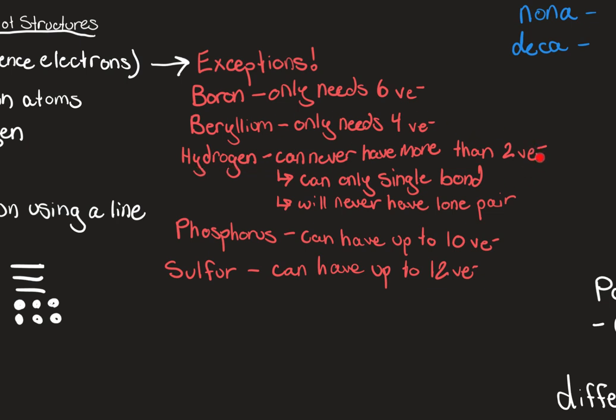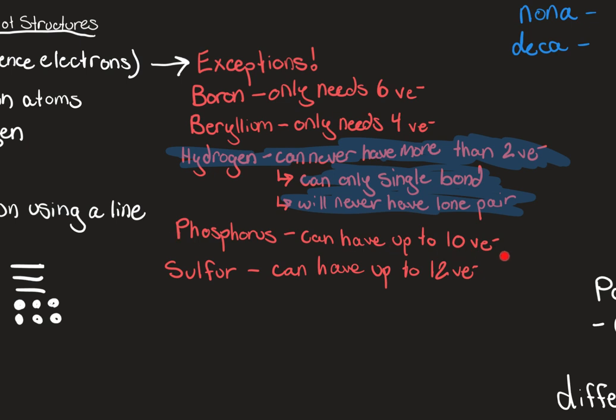Hydrogen can never have more than 2. This is something that's really important. Hydrogen can never have more than 2. Because hydrogen only has 1 valence electron, it cannot hold more than 2 valence electrons. And so it will only ever single bond, okay? Hydrogen will only single bond, and it will never have a lone pair. We will never see a lone pair with hydrogen. It isn't possible, because if hydrogen is already bonded, it cannot have any more valence electrons.